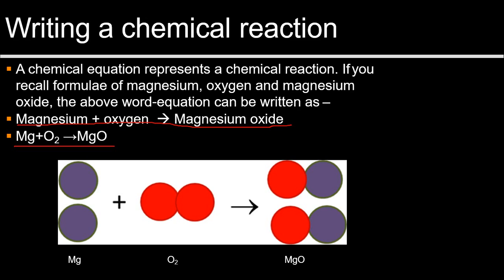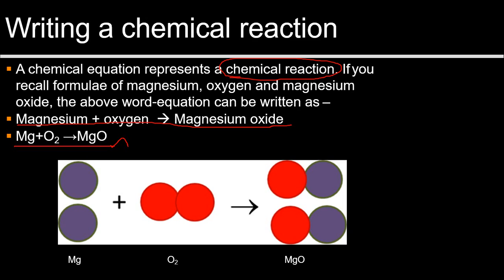Next, the chemical equation. A chemical equation is used to represent a chemical reaction. If you recall the formulas, magnesium is represented as Mg and oxygen as O2. On combustion, it gives magnesium oxide.